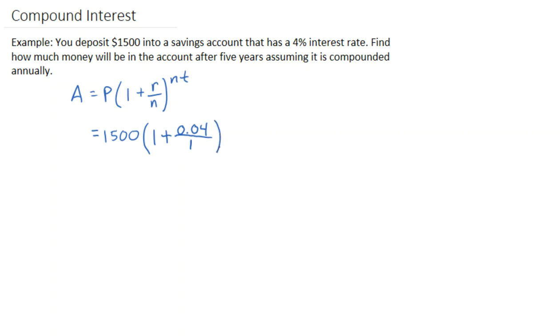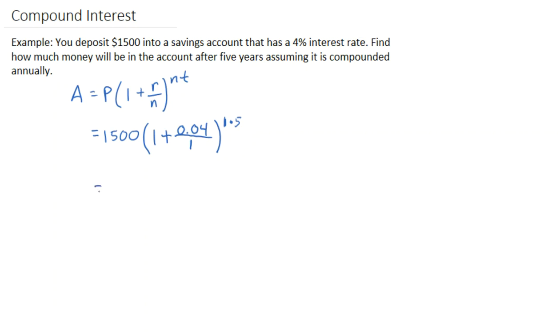So then in the power we have the n again, so in this case it's 1, times t, which is the number of years we're looking at. That's the 5, so that's going to be 5. So in the end, your power ends up being how many total times it's compounded for the duration of what you're looking at. Alright, so then you just grind this out.